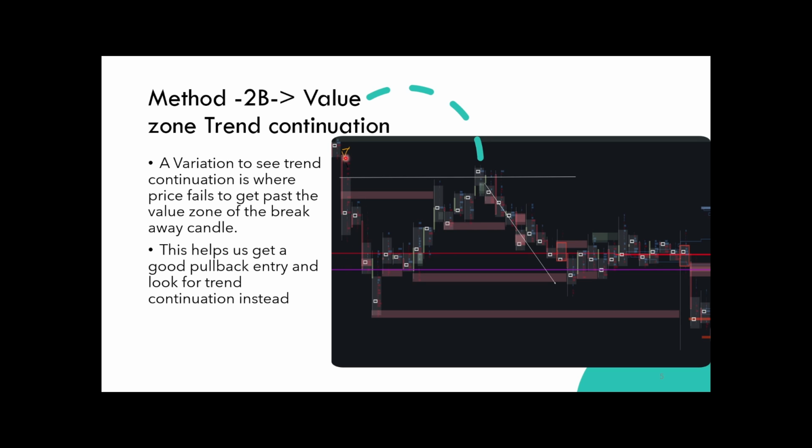So in this case, this was my breakaway candle. If you see this large candle, the value zone of this candle was from this to this zone, right? The high of the value zone was this line which I have marked. What has happened is that after this move down, price pulled back. Okay, and then there was no close above the value zone of this candle, roughly plus or minus a few points here and there, and then prices again rotated back to make new lows.